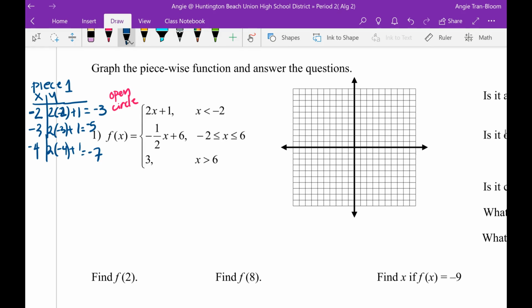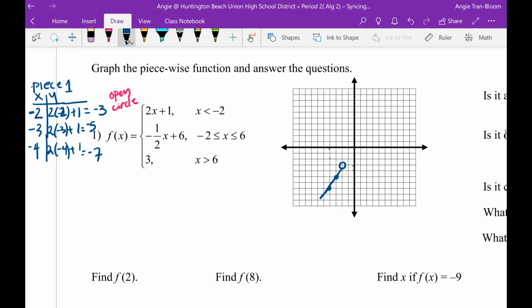Here we go. At -2, I'm going to go down to -3, open dot, like we said. At -3, go down to -5. 1, 2, 3, 4, 5. So here we go. -4 is now -7. I have 3 dots. I can make a nice straight line.